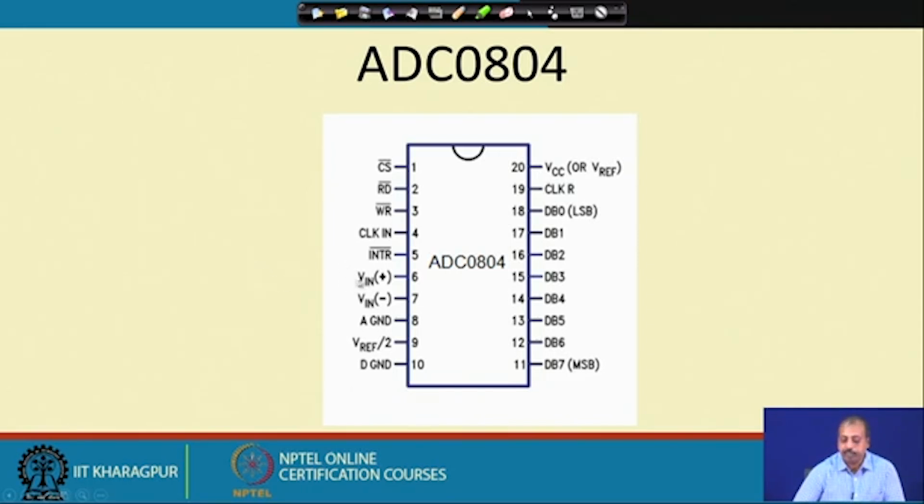If there is some error which affects both of them equally, since these pins are very closely located, then if an electromagnetic interference affects pin number 6, it is very likely that it will also affect pin number 7. The input is taken as 6 minus 7, so those noises get cancelled out. Common mode noise will go. That is the purpose of having this differential input.